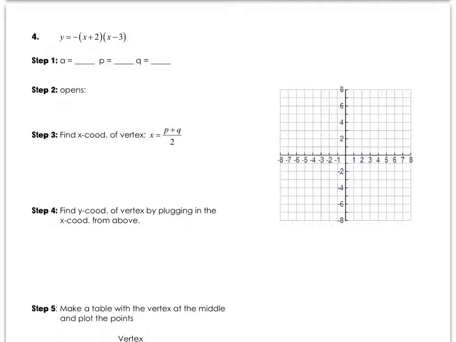So let's go ahead and take a look at another one of these intercept form quadratics. So in this one, again, I've got an a value of -1, so the number in front of all the parentheses, which means it opens down, and it's going to have a maximum value. Okay, p's and q's are in the parentheses, so opposites, so p is -2, q is 3.